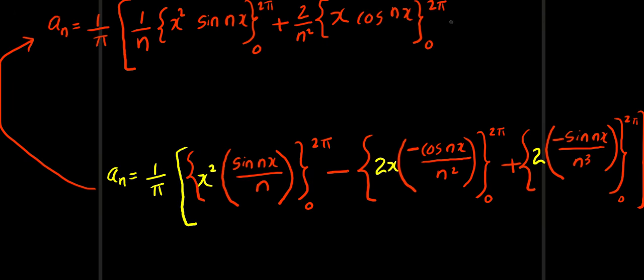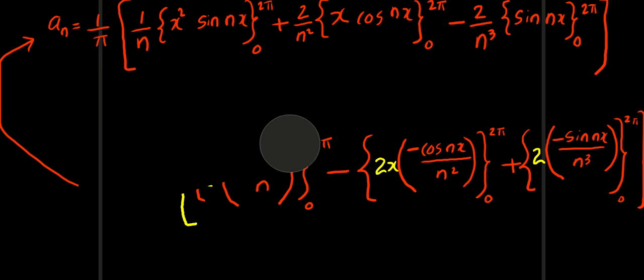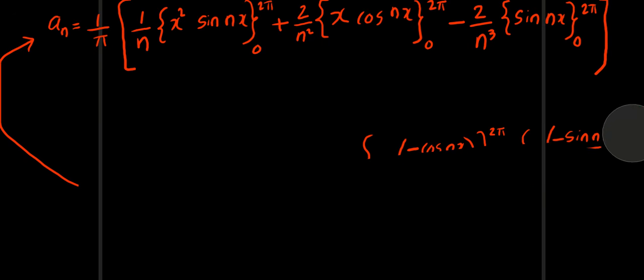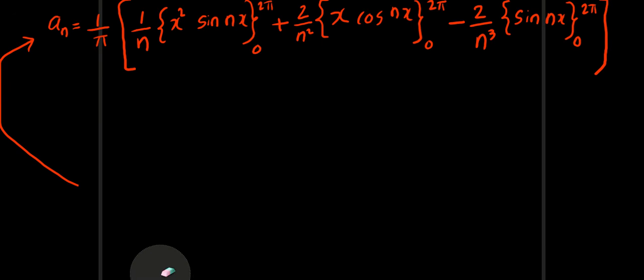And now the last one will be minus 2 by n cube sine nx within the limits 0 to 2 pi. So I hope you're okay with this step, and I'll strongly recommend, even if you are smart with substituting the limits, don't skip this step, because even one small mistake will make a huge mess.